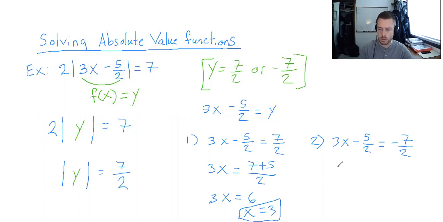Again, this one's going to be the same thing, except we're going to have 3x is equal to negative 7 plus 5 over 2. 3x is equal to negative 2 over 2, which is just negative 1. So we're going to have x is equal to negative 1/3.